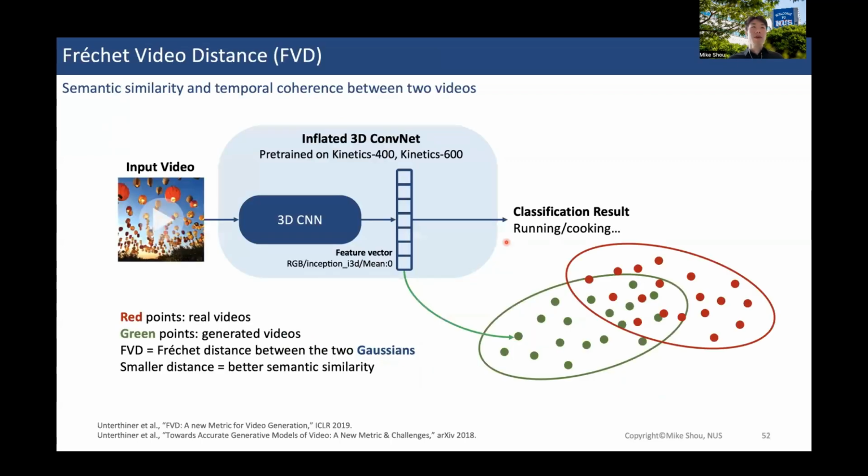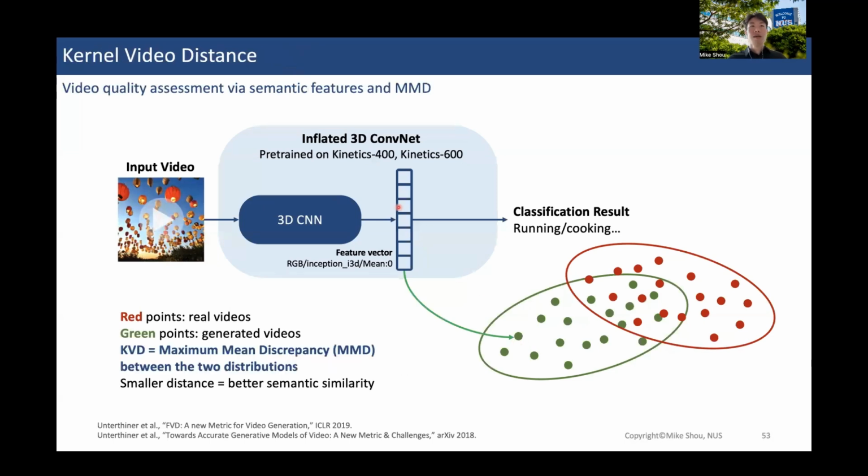So that's for images, and naturally for video, we can extend FID to FVD. Given the input video, we can use a video network, for example a 3D convolutional network trained on a standard dataset like Kinetics-400, and then extract the features using this 3D conv. For measuring the distance between these two distributions, people also have other ways, like MMD as well.